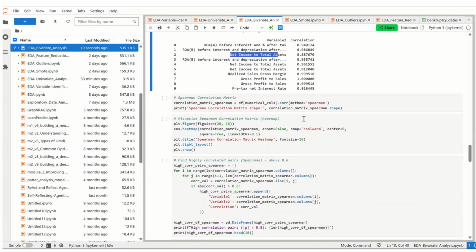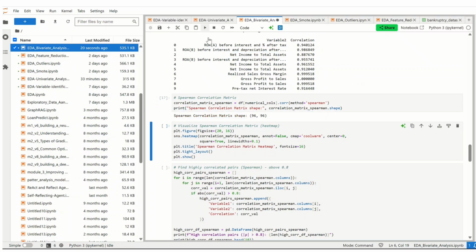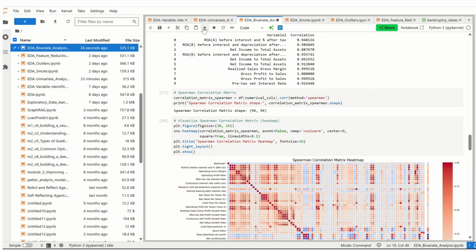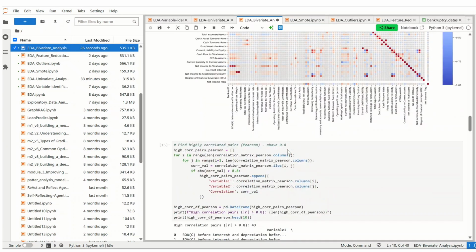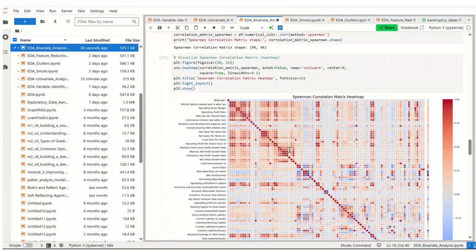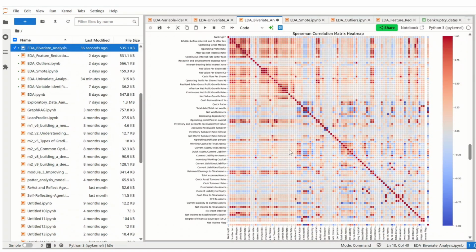Now let's also see how the Spearman correlation matrix looks. Let's visualize the Spearman correlation matrix first. You can see there is a difference between the heat maps of Spearman and Pearson, right? Pearson, as we discussed, works only when the relationship between the variables is linear. But when you have 96 features, not everything is a linear relationship. Some variables might not have a linear relationship. That's why you see an entirely different heat map for Spearman instead of Pearson.